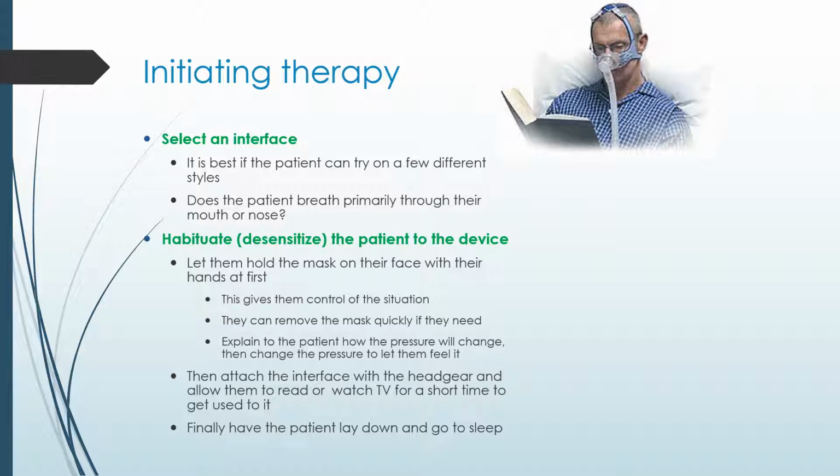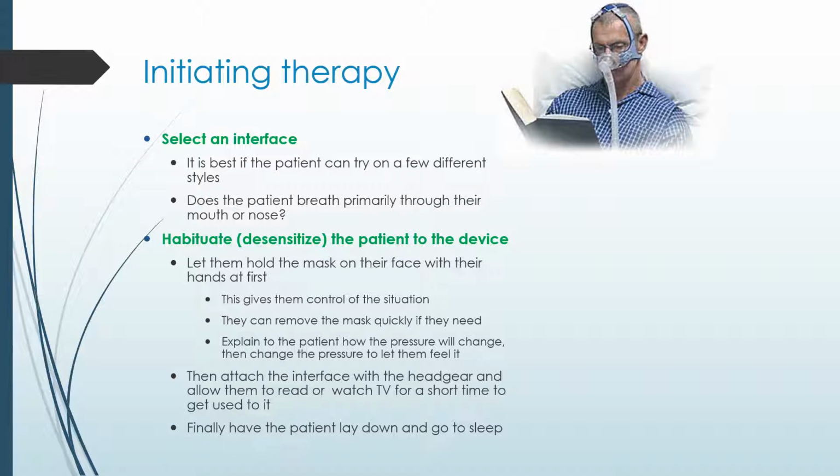The next step is to habituate the patient to the device, also termed desensitize the patient to the device. To do this, you let them hold the mask on their face with their hands with the CPAP pressure turned on at the lowest setting. This gives them control of the situation. They can remove the mask quickly if they want to. They can take it on and off a little bit. You explain to the patient while they're holding this on their face how the pressure will change during the night when they sleep. And then you can increase the pressure a little bit just so they know what that feels like, and then decrease it back down to that starting pressure again.